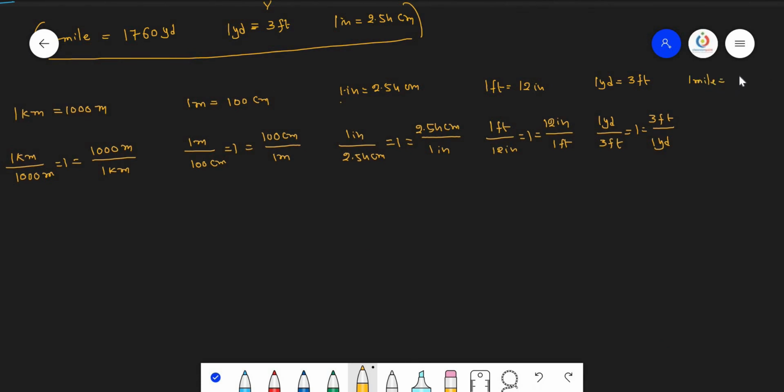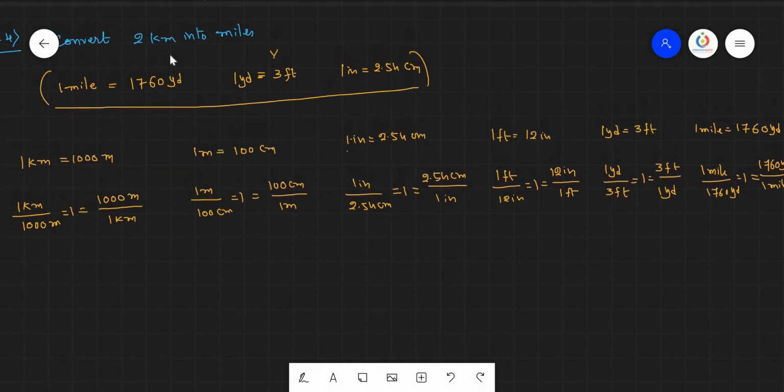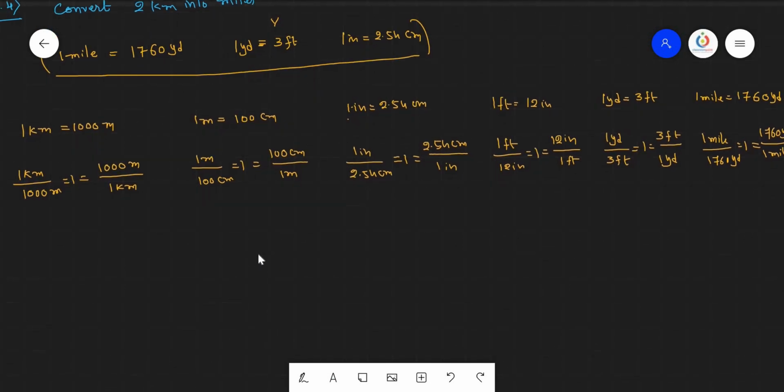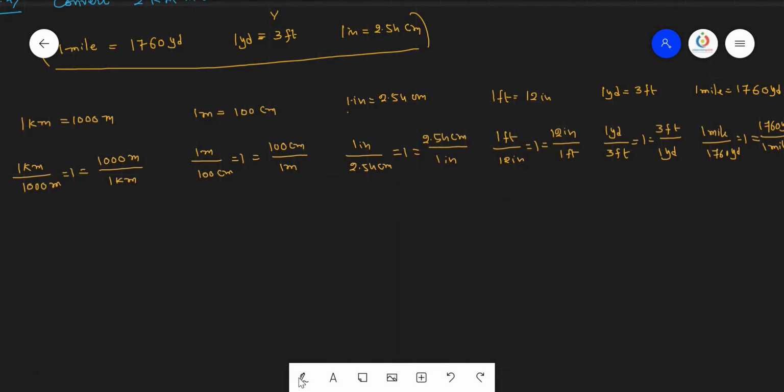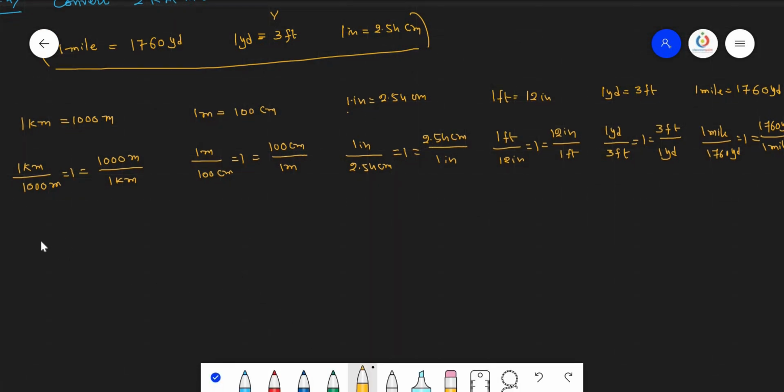1 mile is equal to 1760 yards. So here the factor is 1 mile divided by 1760 yards, which equals 1, and the reverse is 1760 yards divided by 1 mile. These are the factors we are going to use in converting 2 kilometers into miles. First of all, let us take the given quantity, that is 2 kilometers.